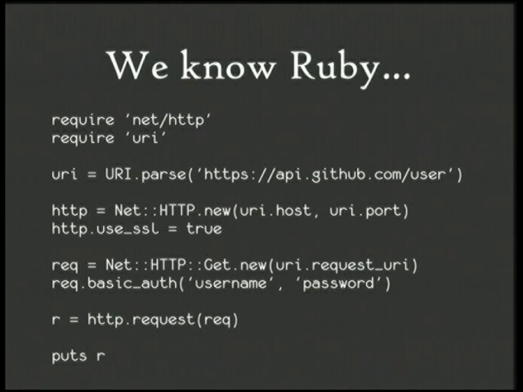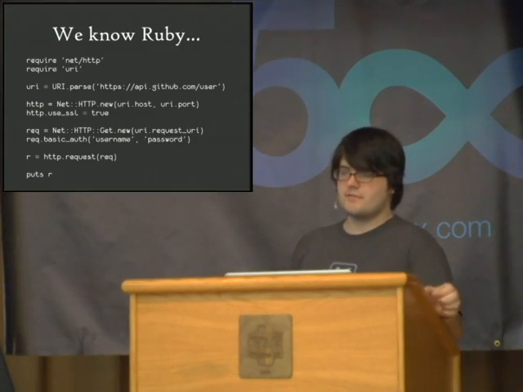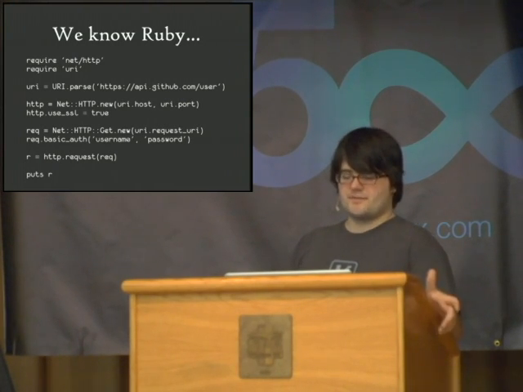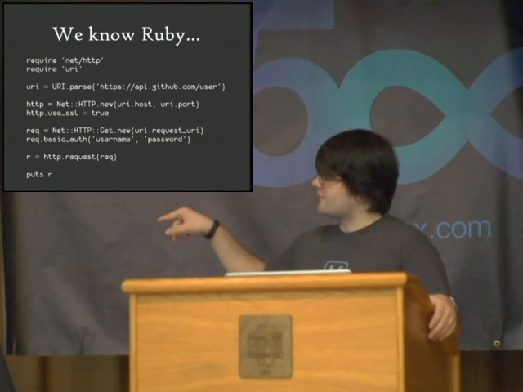So in Ruby here, it's pretty straightforward. It's very verbose, but it is a very explicit set of instructions that you have to give the interpreter. So let's go through it. The first thing you do is you import a net HTTP module, which is available in a standard library, and a URI parser. And then you instantiate the URI parser with the URL, the GitHub API/user.